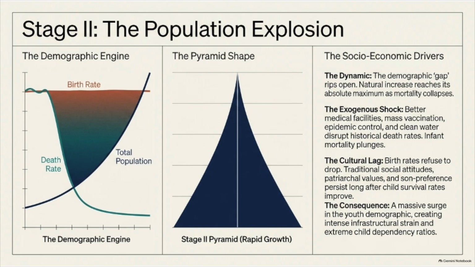Stage 2 is the population explosion. Here, the demographic gap rips open as natural increase reaches its absolute maximum while mortality collapses. This exogenous shock comes from better medical facilities, mass vaccination, epidemic control, and clean water, which disrupt historical death rates and cause infant mortality to plunge.